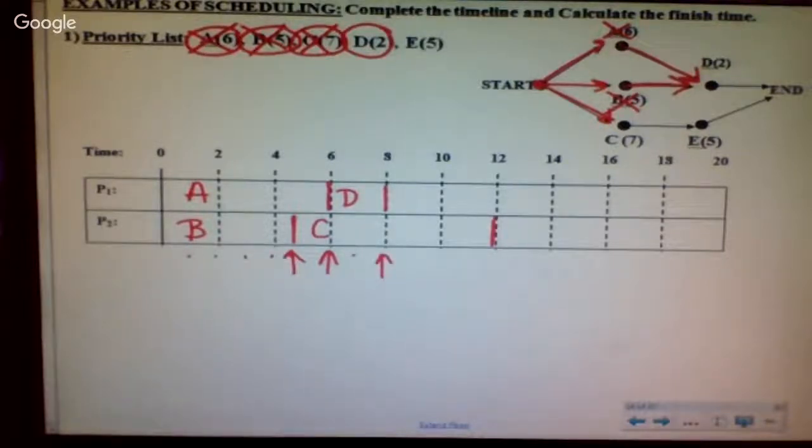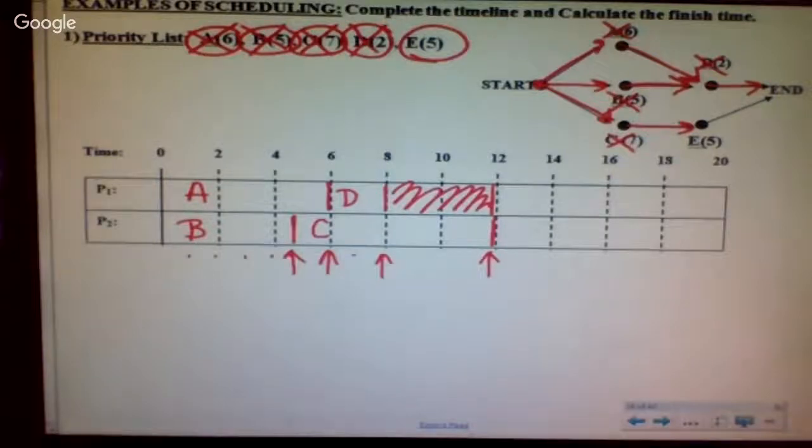At 8, processor 1 has finished with D now. Is task E ready yet? No. We can't do E until C is finished. Well, at what point does C finish? 12. So that means that processor 1 has nothing to do because nothing's ready, because E can't be done until C is finished. So now at 12 minutes, C has finished, and that leads into E. And E is now ready.